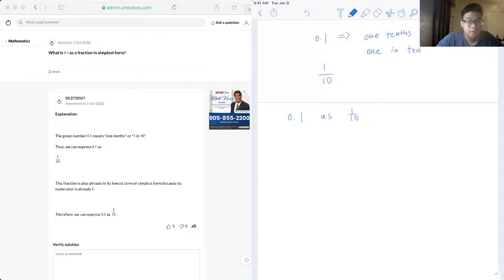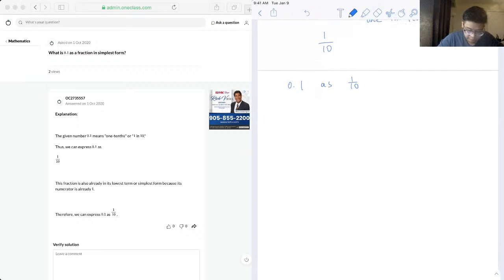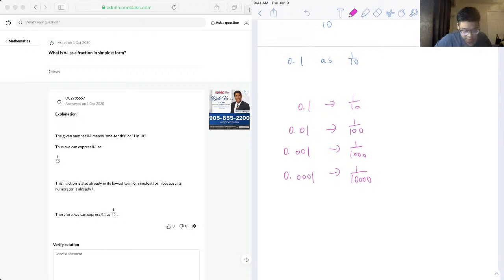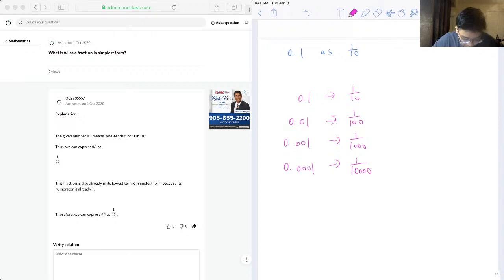And I'll just expand a little bit more. So we know 0.1 we can rewrite as 1/10, and 0.01 we can rewrite as 1/100, and 0.001 we can rewrite as 1/1000. 0.0001 we can write as 1/10,000.